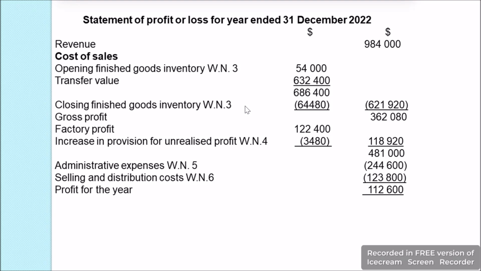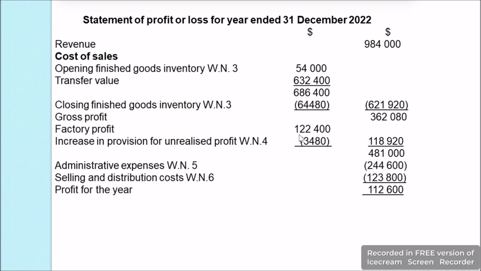Then we add this to, we'll get the value as $686,400. From there we will subtract the closing finished goods inventory, which we have calculated in the third working notes as $64,480. Then the remaining amount which we will get is $621,920, which will be the cost of sales. So we will subtract the cost of sales from the revenue, and we get the gross profit as $362,080.